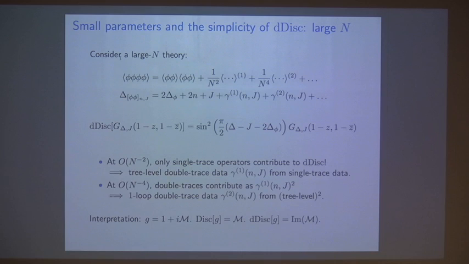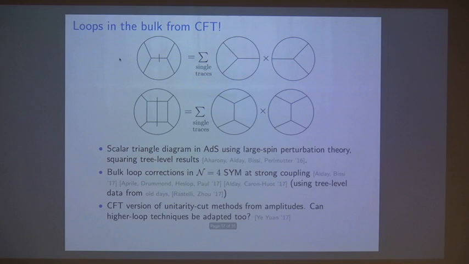So one interpretation of this is that the four-point function is some disconnected piece plus what we usually call the amplitude. A single discontinuity isolates the amplitude. The double discontinuity gets us the imaginary part of the amplitude. And the imaginary part of the amplitude can be quite simple. So in a cartoon, what this looks like is that the tree-level four-point function can be determined just from single trace data. And the one-loop four-point function can be determined from the square of tree-level data.